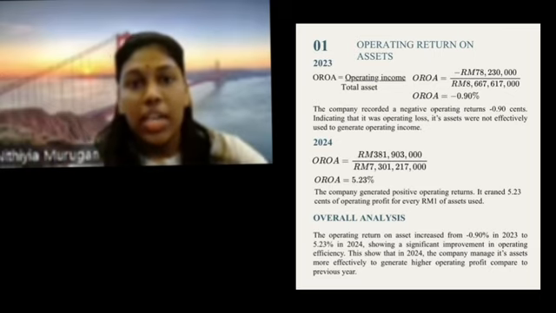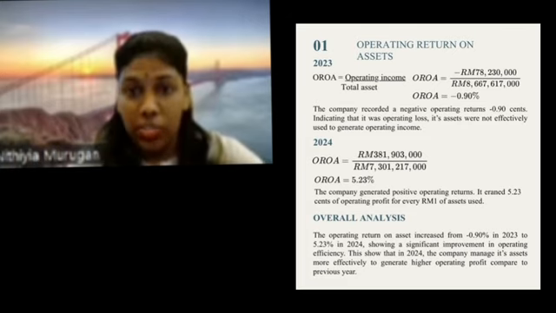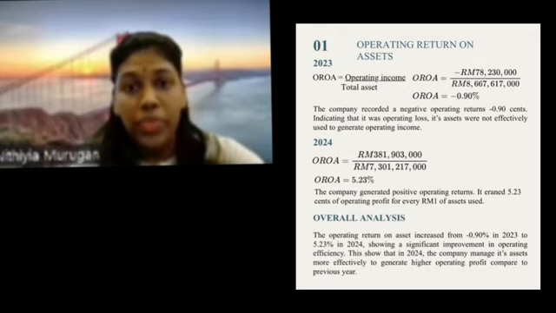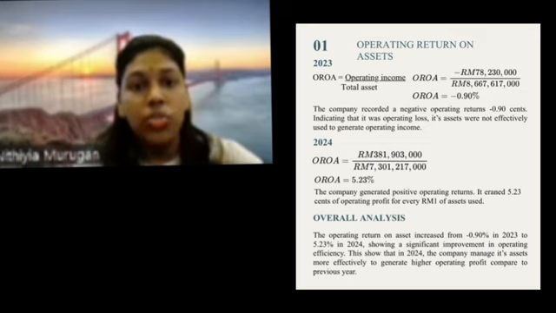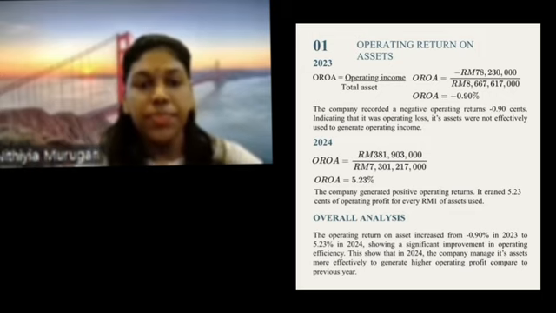For the year 2023, we get negative 0.90%. For the year 2024, we get 5.23%. The overall analysis shows that the operating return on asset increased from negative 0.90% in 2023 to 5.23% in 2024, showing a significant improvement in operating efficiency. This shows that in the year 2024, the company managed its asset more effectively to generate higher operating profit compared to the previous year. And these are the calculations.